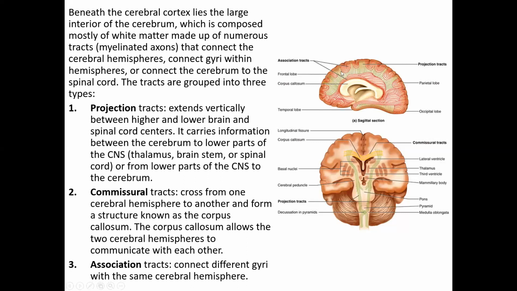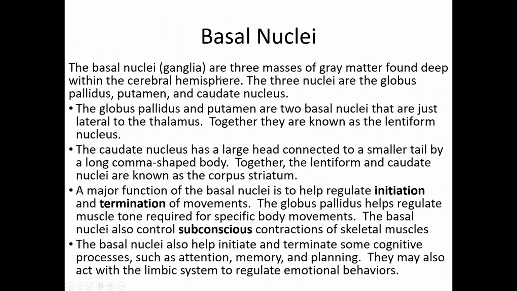All right, and then association tracts are these ones here on the top in our sagittal section. What they do is they connect gyri with one another, so they basically allow signals to go from the front to the back, or from back to the front. So they just stay on the same hemisphere and carry signals front to back to front. Okay, so that was white matter.